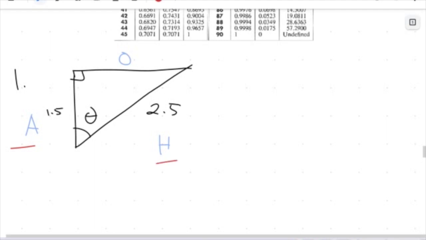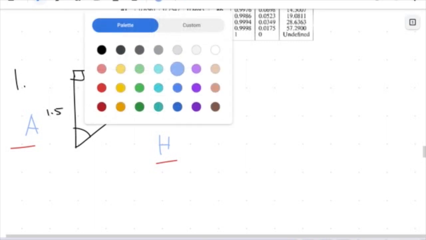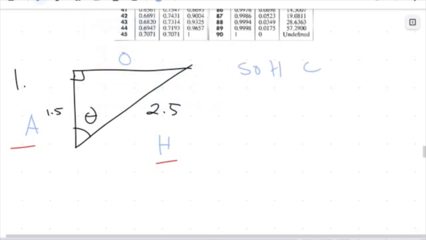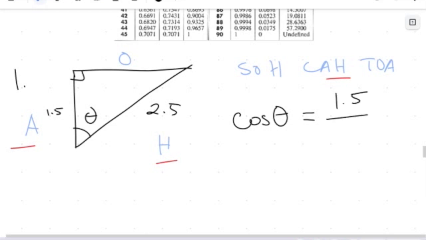So the trig ratio that deals with adjacent and hypotenuse is going to be cos. Goes from SOH CAH TOA, cos deals with the adjacent and the hypotenuse. So if we pop this in, we're going to say that the cos of this angle is going to be equal to the adjacent over the hypotenuse. So here we're looking at 1.5 over 2.5.